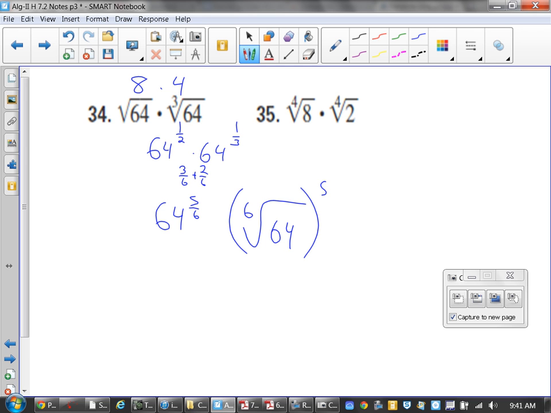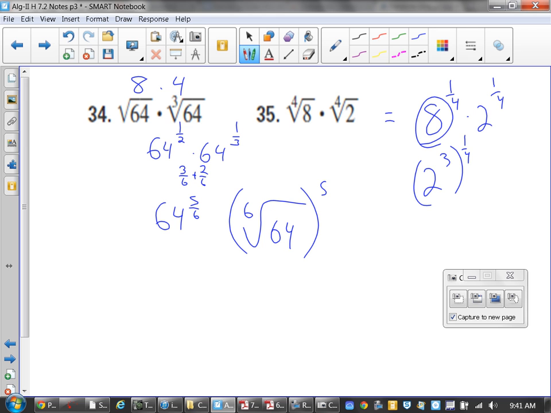Same thing here. The fourth root of 8 and the fourth root of 2. This is the same thing as saying 8 to the 1/4 and 2 to the 1/4, but I can't do anything there, can I? There's nothing I can do because they don't have the same base. So what I need to do is rewrite that as a base 2. How do you do that? 2 to the third. Good. To the 1/4. So this is 2 to the third to the 1/4.